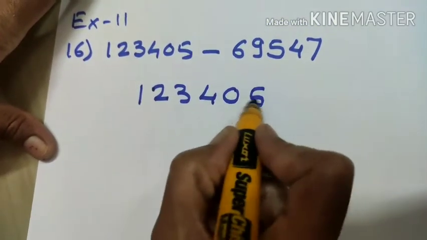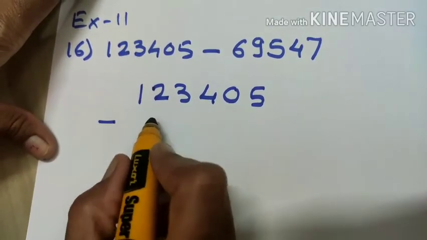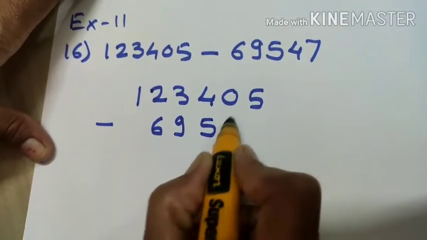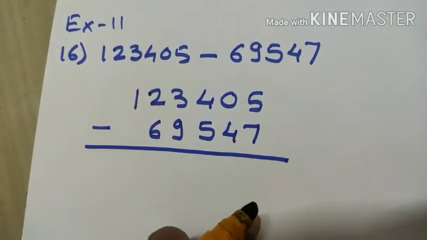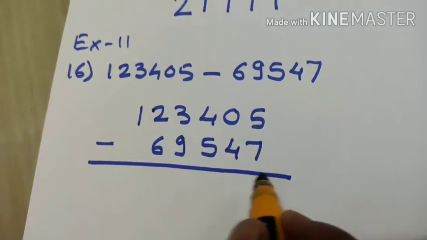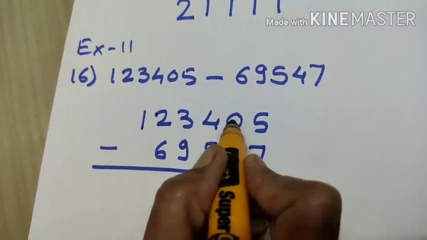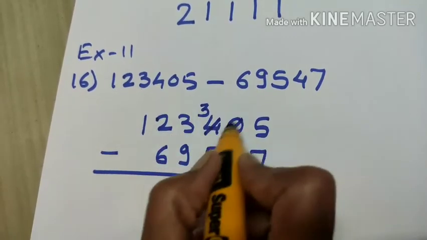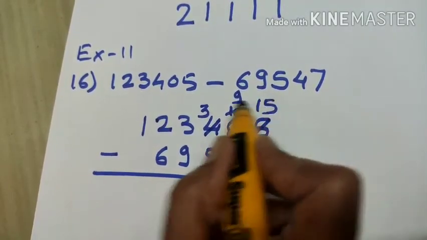1,23,405 minus. This 10,000 place you have to use to write the next number, 69,547. Okay. Now subtraction. 5 minus 7 you cannot do, so borrow number from 0, we will not get number from 0, so from 4, here 3, here 10, 9, and this becomes 15.